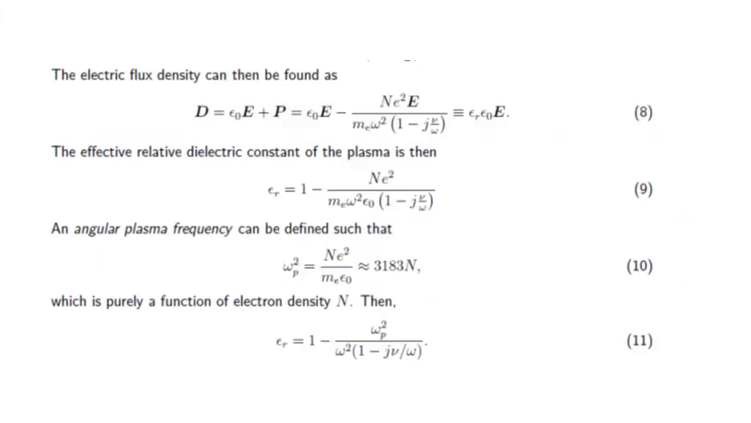Now we also always know the D-E relation. D, the displacement field, is related to the electric field and the polarization: D is equal to epsilon 0 E plus P. If we use the value of polarization P here, then we get the value of D.